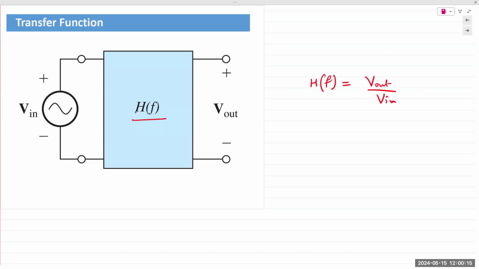If it's a filter circuit, it's going to block some of the input, it's going to allow some of the output to come out. So the transfer function for that filter will describe how the input is transferred to the output. That's it. If you note, V out and V in are both phasors, complex numbers. So H of f is also a complex quantity. It is dimensionless, does not have any units because it's a ratio of voltages.